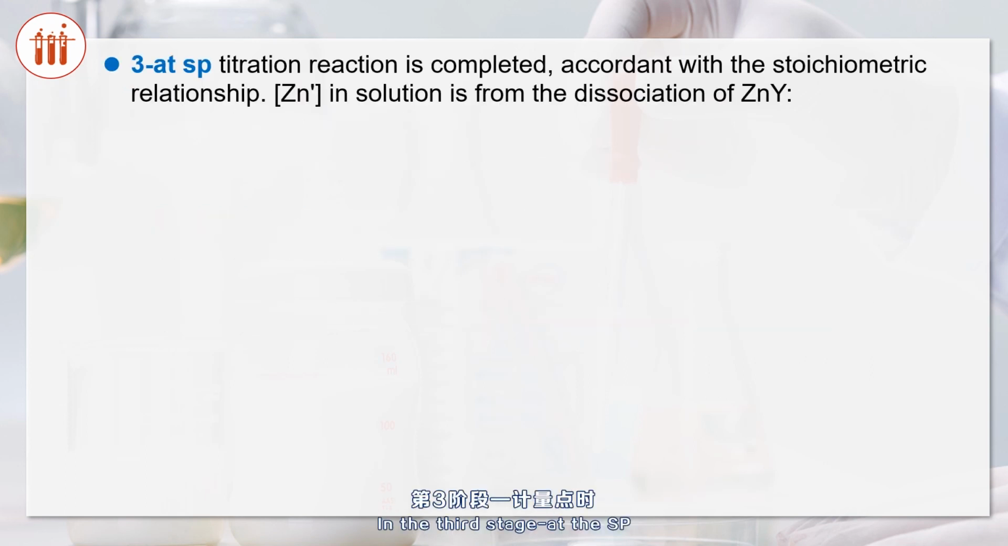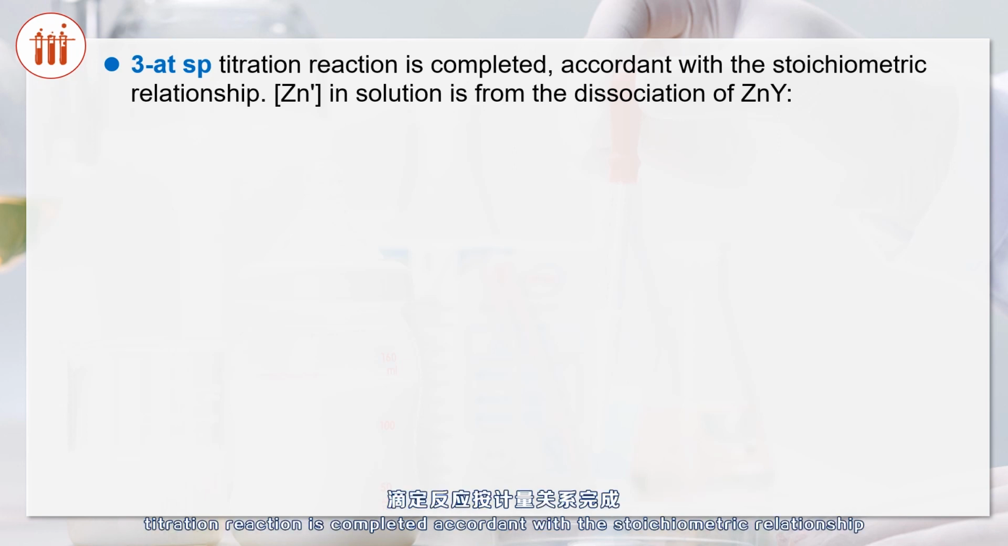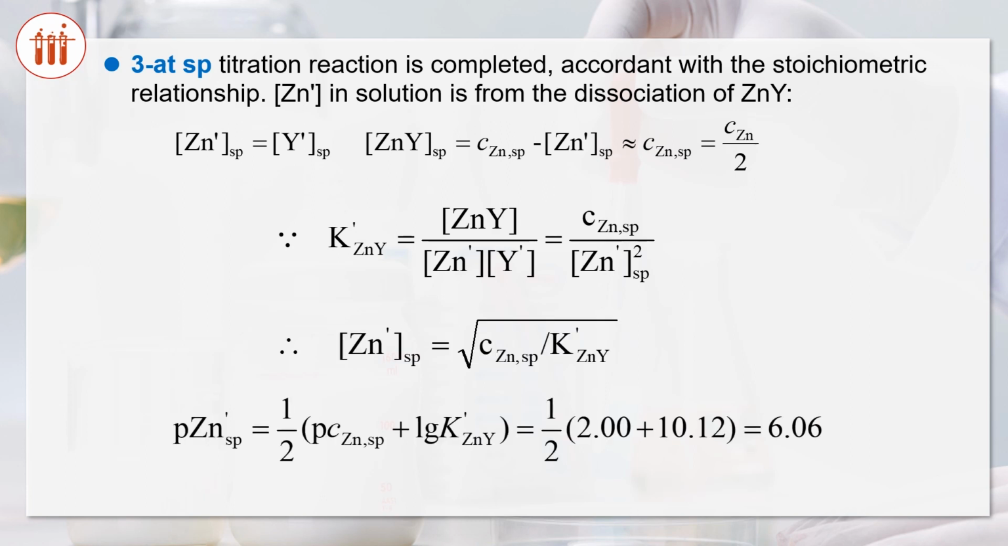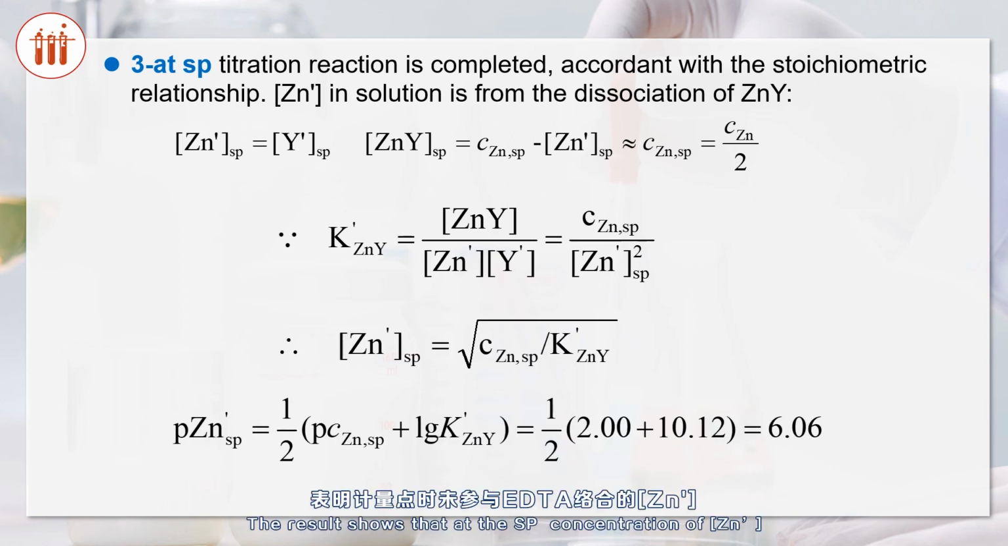In the third stage, at the SP, the titration reaction is completed in accordance with the stoichiometric relationship. Zinc prime in solution is from the dissociation of ZnY, and the calculation of zinc prime is as follows. The result shows that at the SP, the concentration of zinc which doesn't react is less than 10 to the negative 6 mol per liter, indicating that the titration reaction is complete.